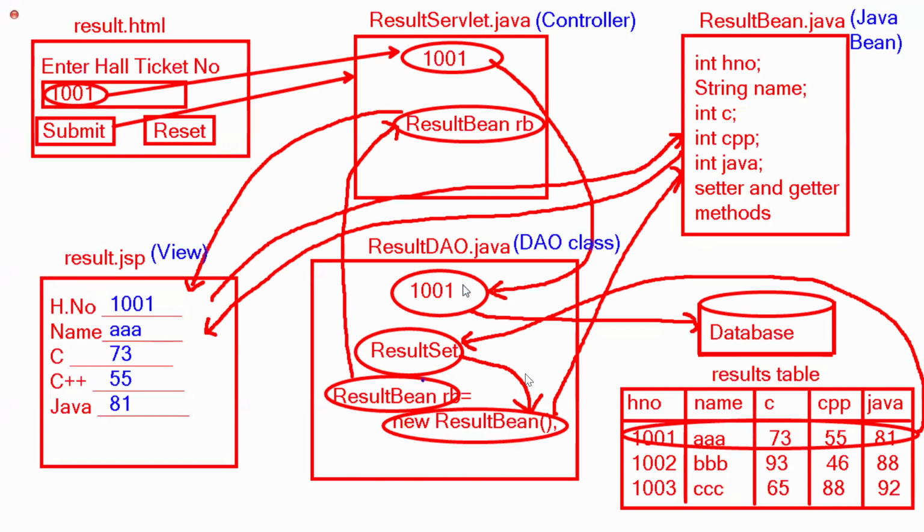Now, here is one method we have tried. That method name is getResult. Already we decided that method should take one hall ticket number and return one bean class. This is our task.